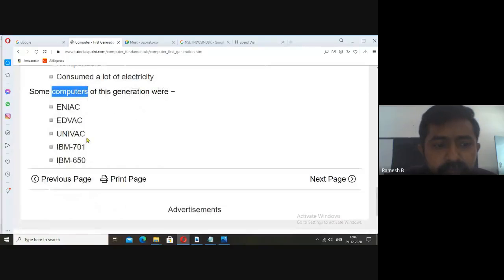Please type me any one of these computer names in the chat box. You see five names of the first generation computers. Please type me any one of them.